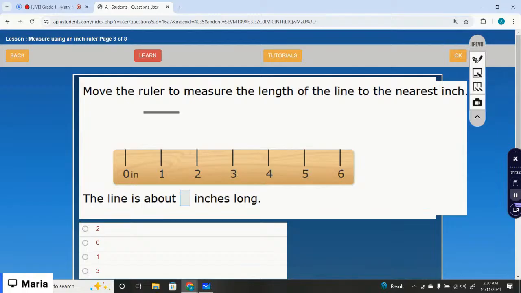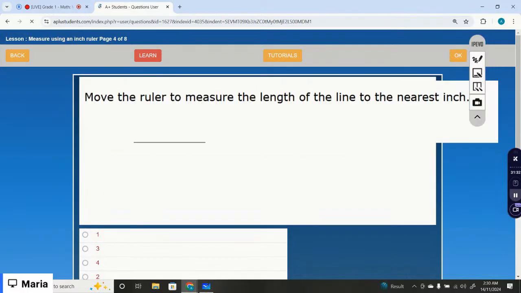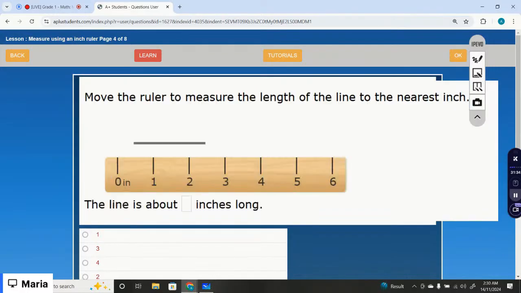That is 1 inch long. Option number 3 is the correct option. Very good. Move the ruler to measure the length of the line to the nearest inch. So which is the correct option?